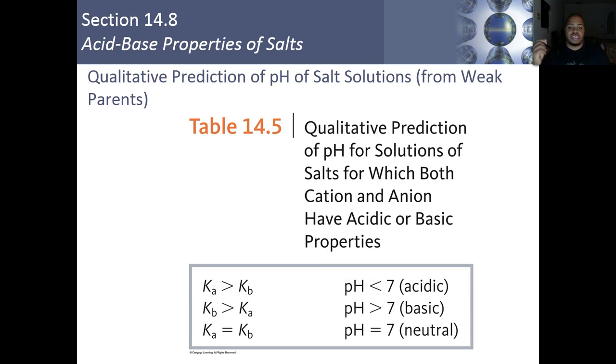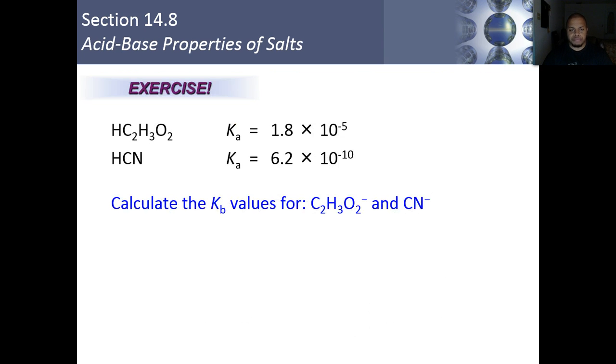Now, there are a couple of things that we can use to make qualitative predictions, or make predictions without having to do the math. If the Ka is greater than the Kb, then we know that the pH is going to be acidic, less than 7. If the Kb is greater than the Ka value, that means the overall solution is going to be basic. And if Ka is equal to Kb, then we know that it's going to be neutral. So when we're figuring out these values, this helps us determine which direction the reaction is going to go. Is it going to be acidic? Is it going to be basic?